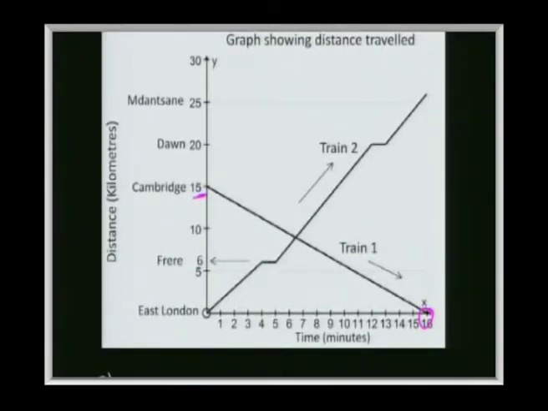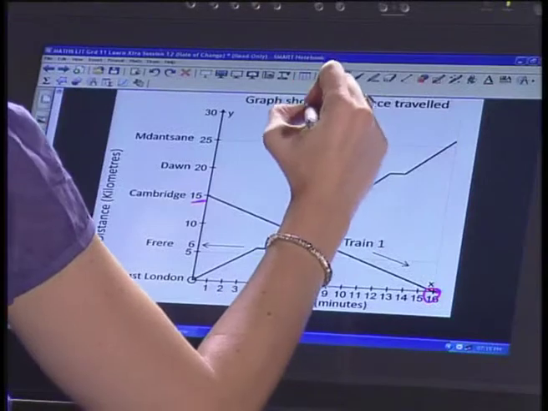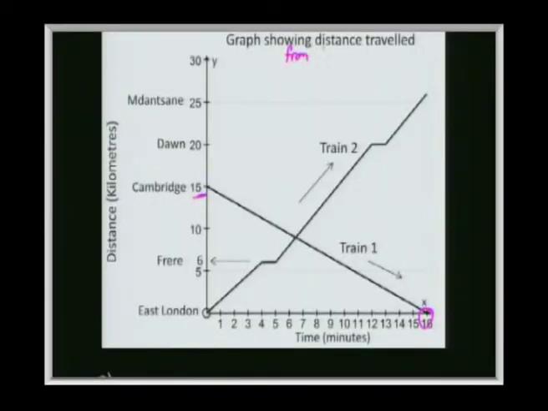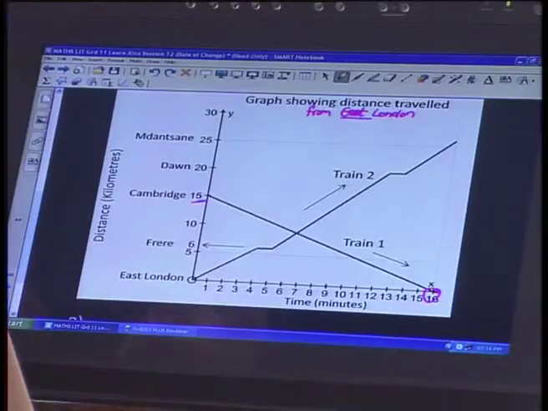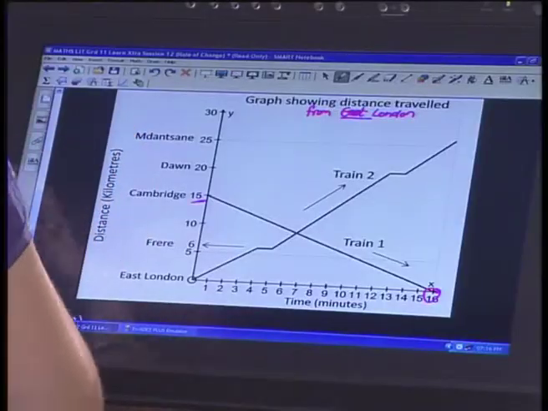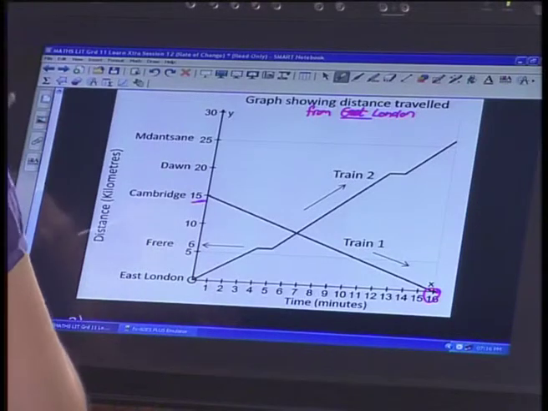So if we have a look at this graph, it shows distance travelled, and it should be from East London. I'm afraid you're going to have to pretend that that says east. And if you have a look over here, we aren't looking at the distance travelled by each train, because if we looked at the distance travelled by each train, we'd have an increasing graph on both trains, because the distance travelled would be greater and greater through the day. We're looking at something which is slightly different. It's the distance travelled from East London, or the distance away from East London.